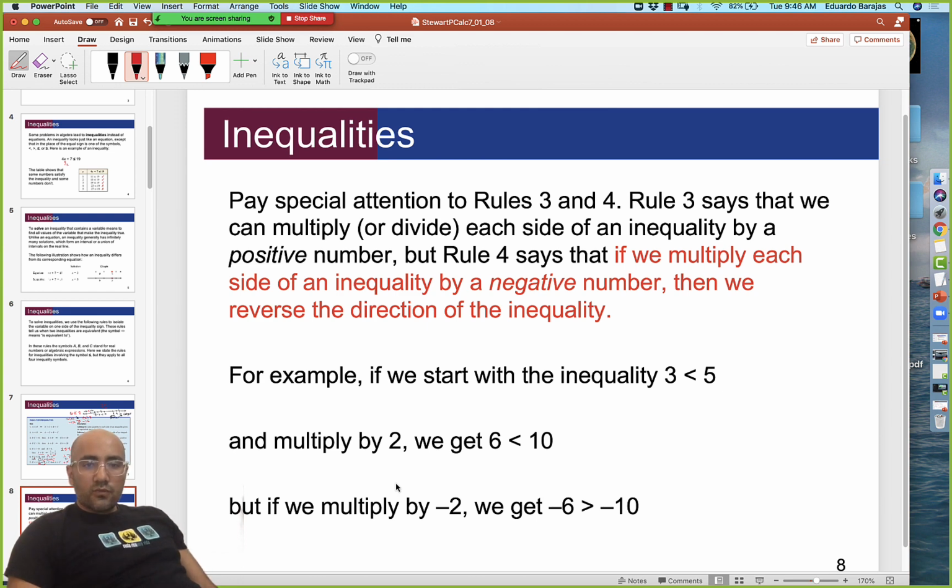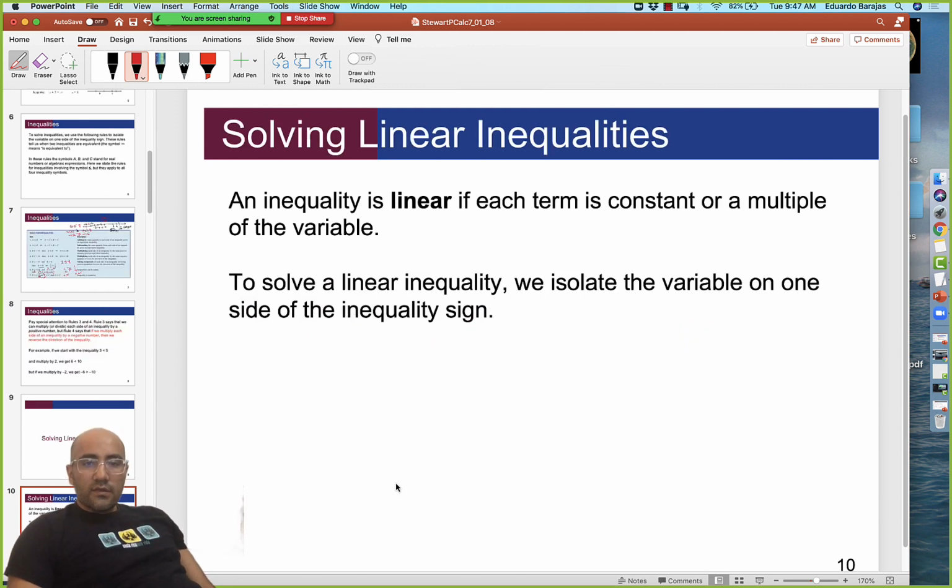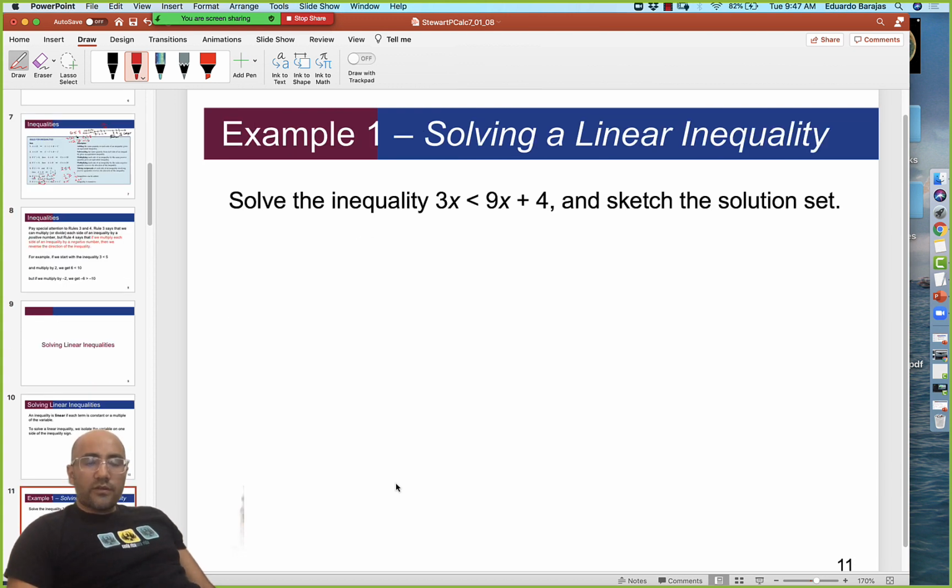Pay attention to rule 3. An inequality is linear if each term is a constant or a multiple of a variable. To solve inequalities, okay. So here's an example.